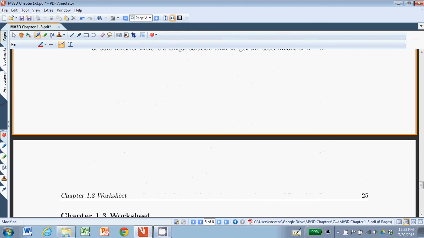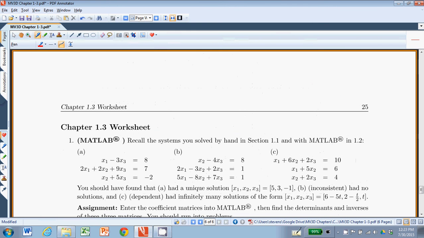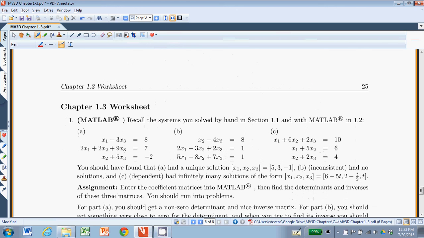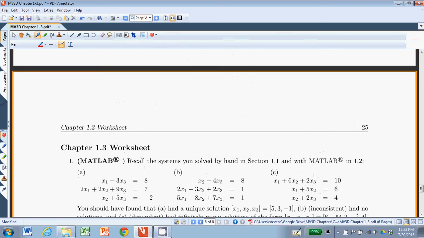So the next video will just be the summary worksheet, where we're going to use MATLAB to get the coefficient matrices from these systems, and then find the determinants and the inverses, and see how that relates to whether or not there's a unique solution, and whether the system has infinitely many solutions or no solutions. But that'll be the next video.